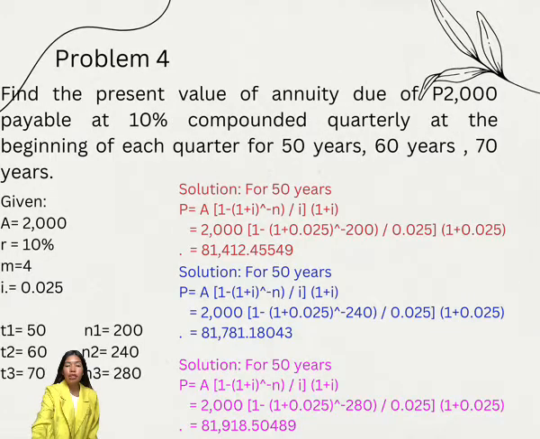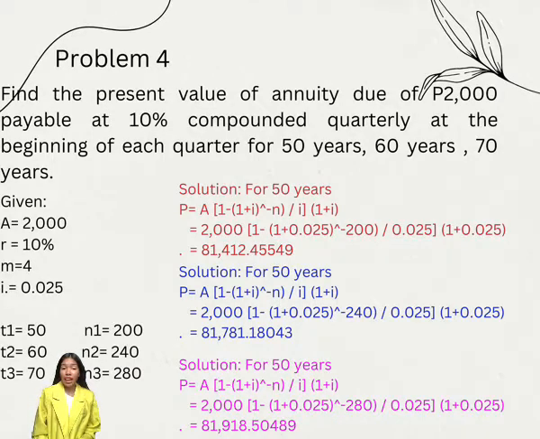Now, let's move to the last problem, the fourth one. It states, find the present value of the annuity due of 2,000 payable at 10% compounded quarterly, payable at the beginning of each quarter for 50 years, for 60 years, and for 70 years. Once again, we are going to solve for 3 situations in just one problem. So first, we are going to look for the given values.